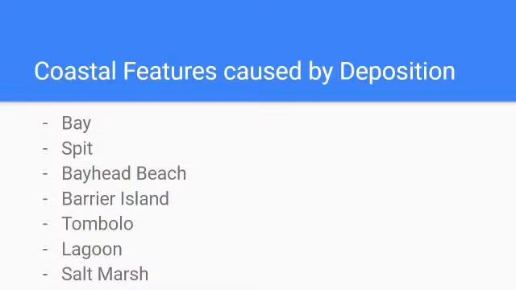All right, so these are the coastal features that are caused as a result of deposition: bay spit, bayhead beach, barrier island, tombolos, lagoon, and salt marsh. From what we have seen on the syllabus, we are not required to look at all of those, but we will just run past them basically.